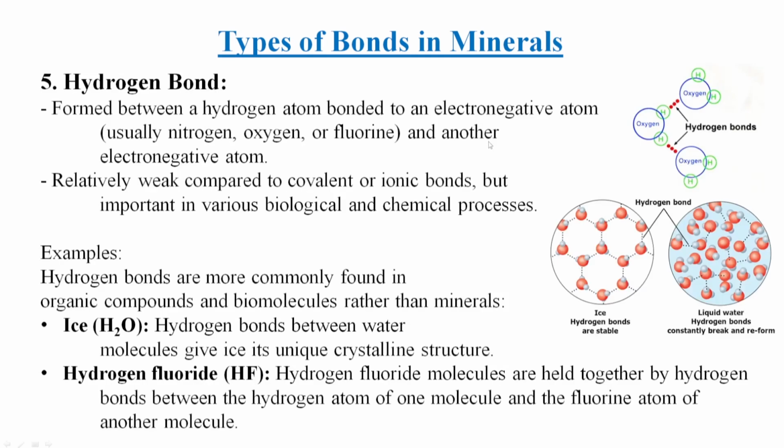Then obviously the most common one, that is the hydrogen bond, that we also see in water. Hydrogen bonds are found between a hydrogen atom bonded to an electronegative atom, which could be oxygen, nitrogen, or sometimes fluorine, and another electronegative atom. They are relatively weak compared to covalent or ionic bonds, but important in various biological and chemical processes. The most common example is obviously water. In normal water, the hydrogen bonds are constantly breaking and reforming to bind the water molecules together. In ice, they form a more stable and more regular arrangement, which we can see here. Also, in hydrogen fluoride, the molecules are held together by hydrogen bonds.